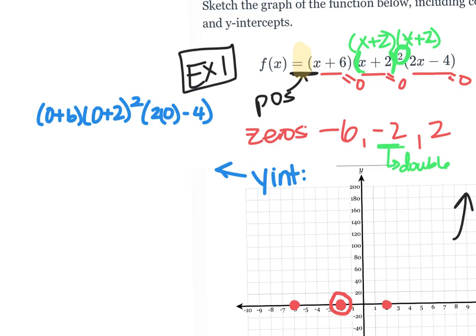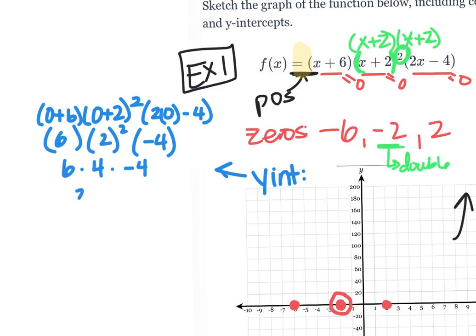0 minus 4. If I look at each one of these parentheses, if I plug in 0 in the first, I get 6. If I plug 0 into the second set of parentheses, I get 2 squared. And in the last factor, if I plug 0 in, I get negative 4. I can use the calculator to help me with this if I need to, but this is 6 times 4 times negative 4, which gives me 24 times negative 4, which I believe is negative 96.